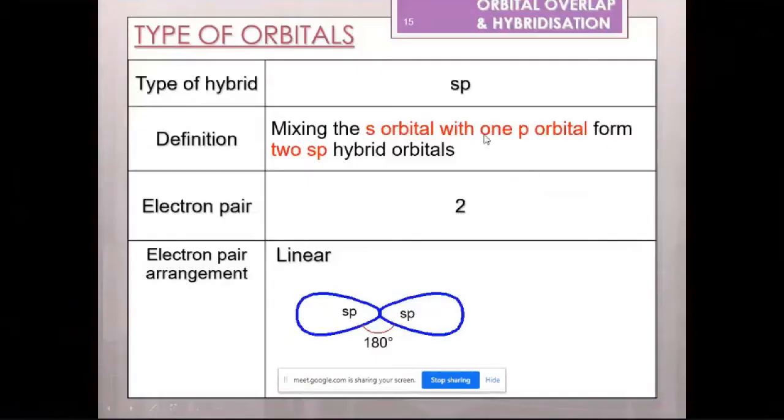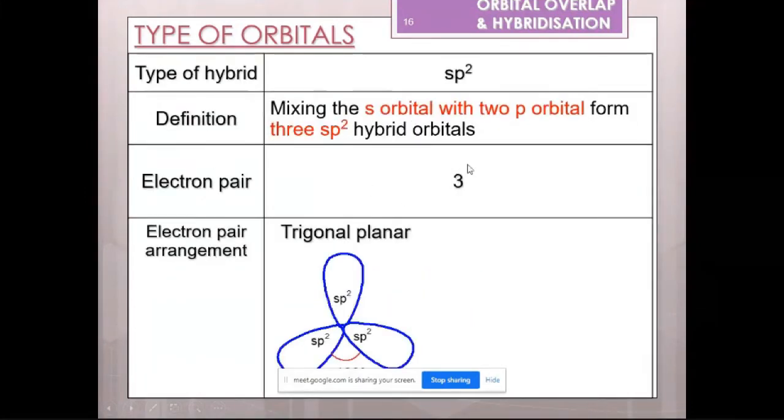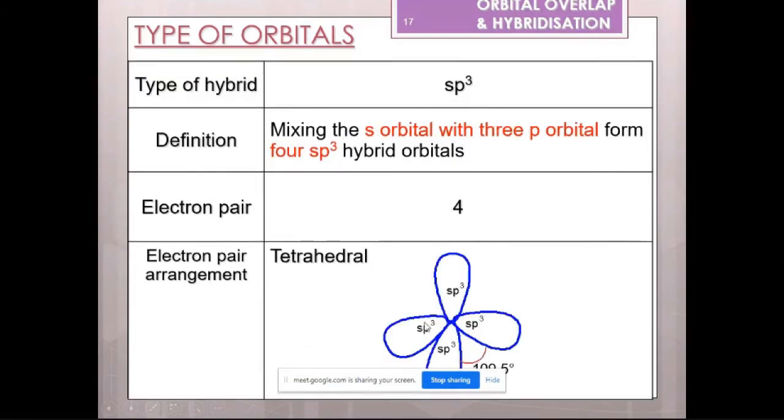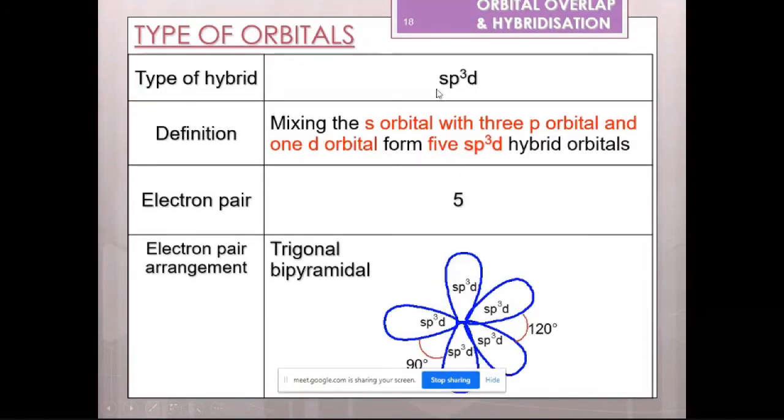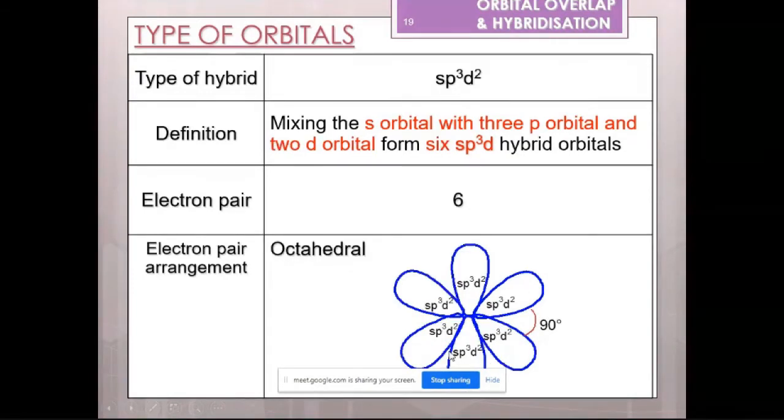So this is what I say, linear. sp, bond angle 180. 2 electron pairs. If 3 electron pairs, trigonal planar, sp2. S with 2p. So form 3 sp2 hybrid. Be careful when you draw the sp3, you see, slanted down. Okay, trigonal planar, 5. Bond angle with these two octahedral.